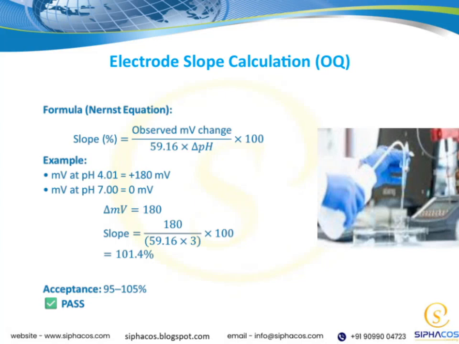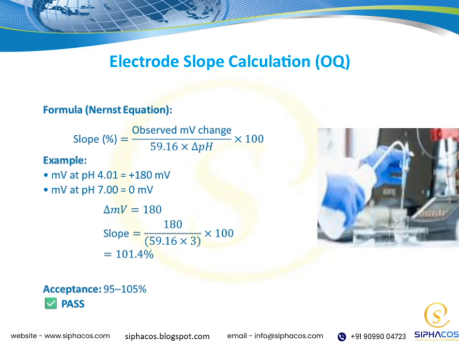Now, let's move on to slide 10, which focuses on electrode slope calculation, specifically for OQ, or operational qualification. This step is crucial because it helps us understand how the electrode behaves under certain conditions, ensuring our system performs reliably. When we talk about the slope, we're essentially looking at how the electrode's response changes with variations in the measured parameter, usually pH or other ion concentrations.